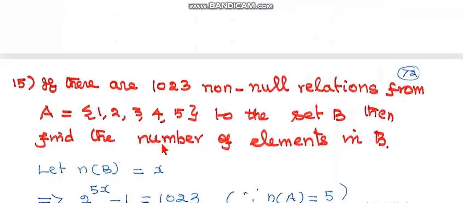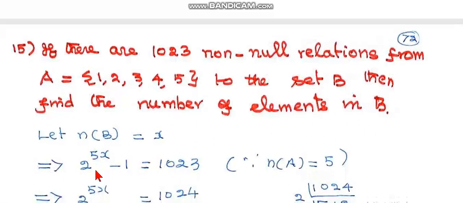Question number 15. If there are 1023 non-null relations from A, which has 5 elements, to the set B, then find the number of elements in B. Let the number of elements in B be x. Then 2 to the power of 5x minus 1, because in this problem non-null relations. Why 5x? Because the number of elements in A is 5, and the number of elements in B is assumed to be x. So 2 to the power of 5x minus 1 equal to 1023.